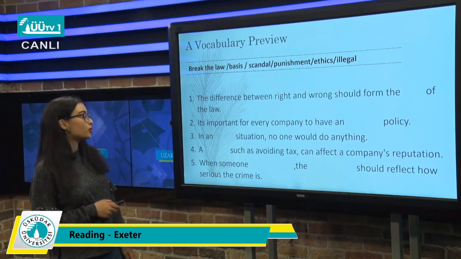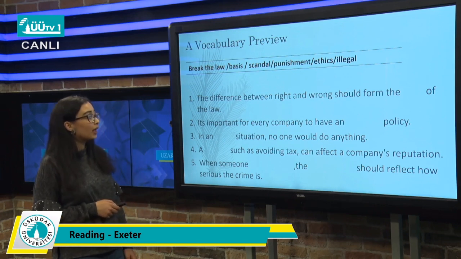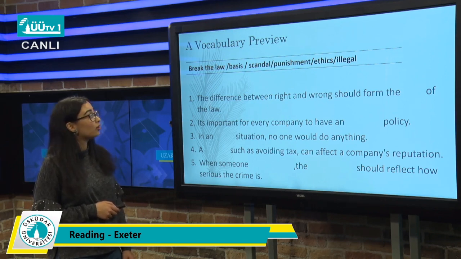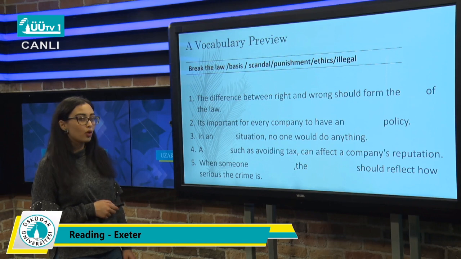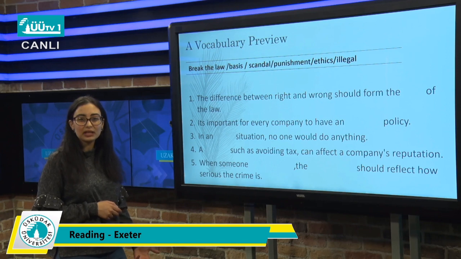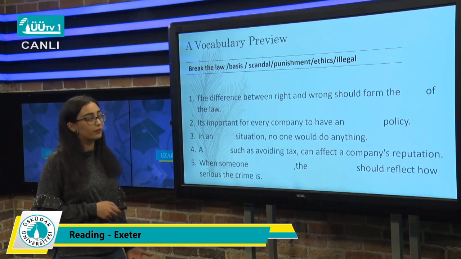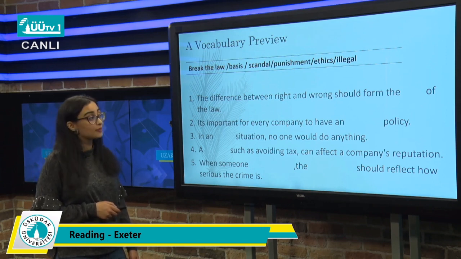Let's start with the first one. The difference between right and wrong should form the blank of the law. So what do you think we need here? We have an article, so I think we need a noun. The difference between right and wrong should form what? The law. Maybe a set of rules, a set of regulations. So we're talking about something that we should not break, something that will form the law for us. Okay, so the first one is actually basis.